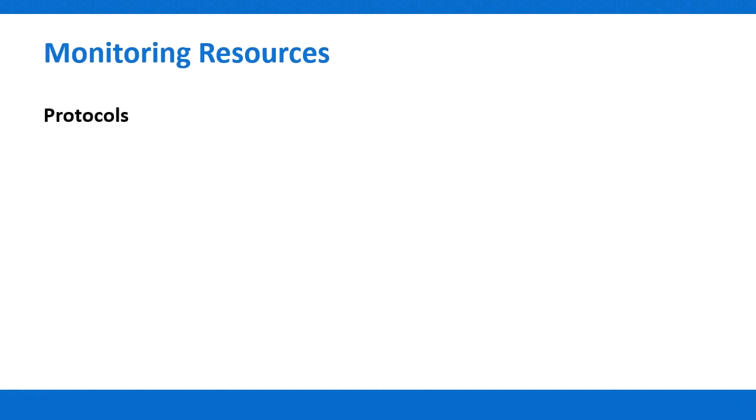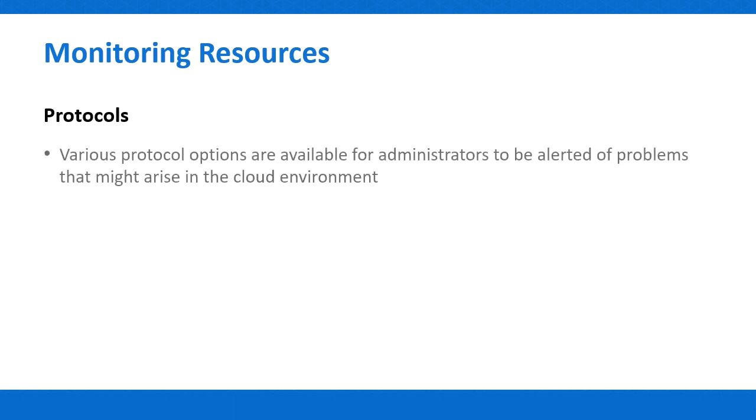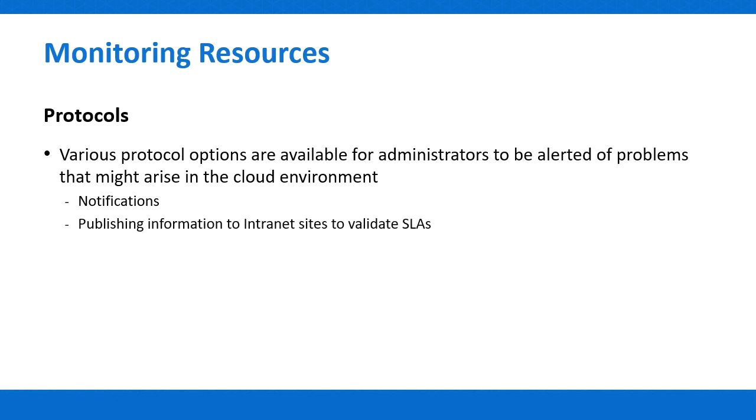Now, when we're defining a monitoring solution, it's important to understand that different protocols are available for monitoring, and different protocol options are available for administrators to be alerted of problems that might arise in the cloud environment. Not only are there different protocol choices, which we'll go through, but there are different ways that we can be notified. One of those ways is some form of notification to an administrator that there either is a problem or potentially is a problem.